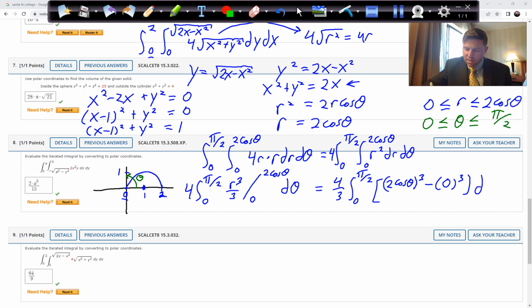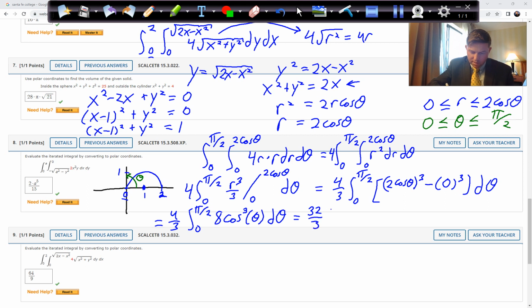And so this is going to be 4/3, antiderivative of 0 to pi over 2 of 2 cubed, which is 8, cosine cubed of theta, d theta, and the 0 will go away. Okay, then let's pull out the 8 and call this 32 over 3, antiderivative of 0 to pi over 2.